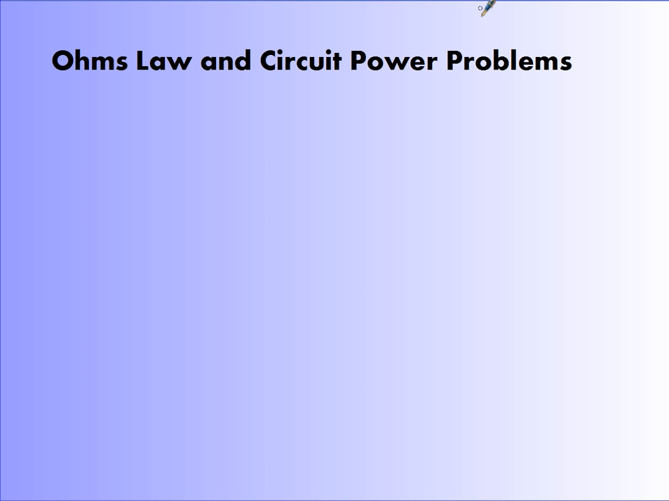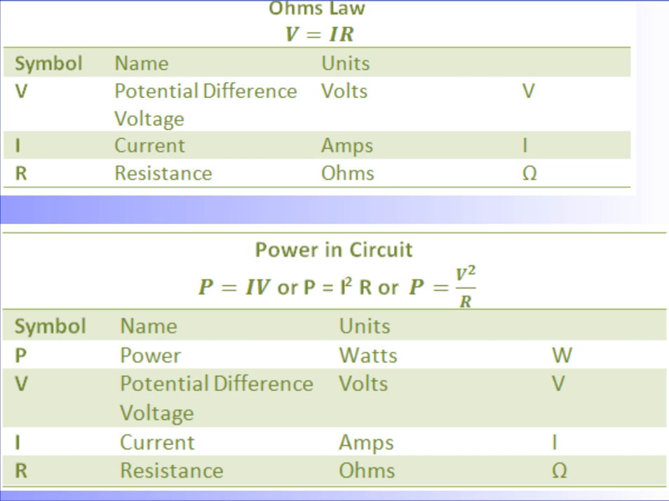Okay, let's talk about Ohm's law and circuit power problems. We're going to look at some very basic, simple problems. Remember Ohm's law, which I refer to as V equals IR, says the voltage is equal to the current times the resistance, where the resistance is a property of the elements of your circuit. So this is a light bulb. This is a wire. This is your toaster.